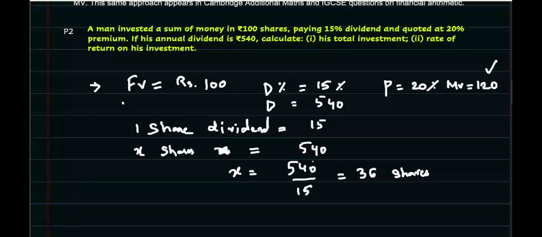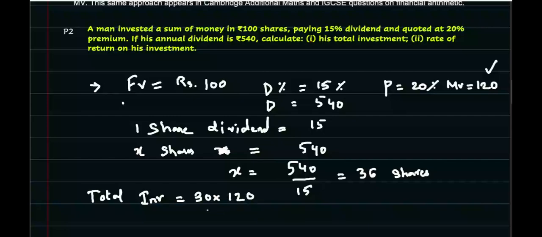And now you can get the total investment by multiplying the shares and the price. Total investment equal to number of shares multiplied by the market value, MV, not the face value. 36 shares, not 30 shares. 36 multiplied by 120 will be how much? 4,320. So this is the investment.